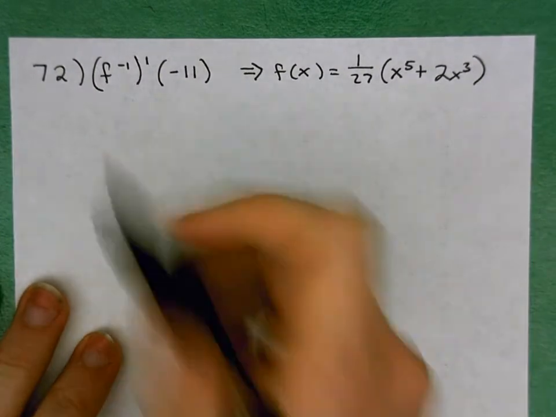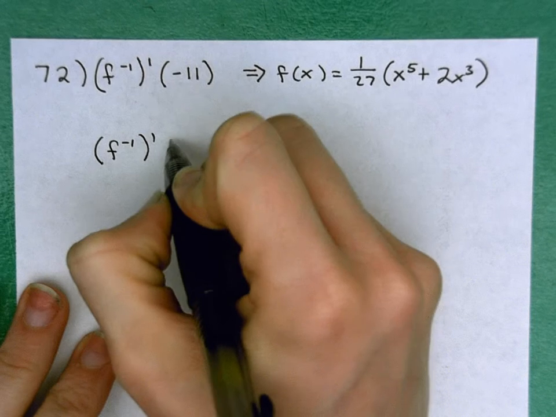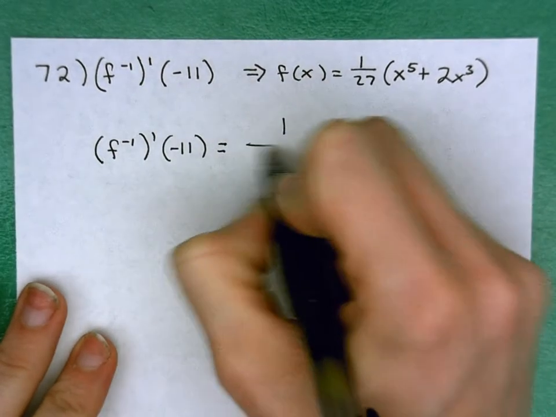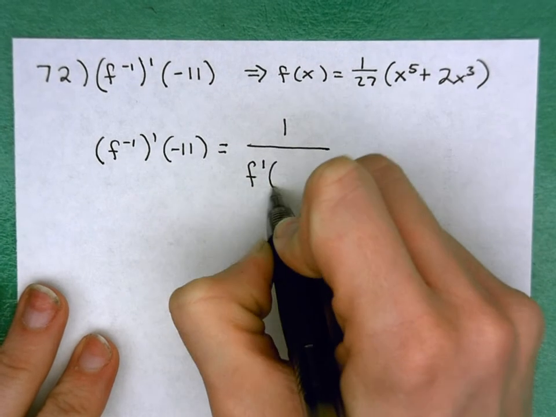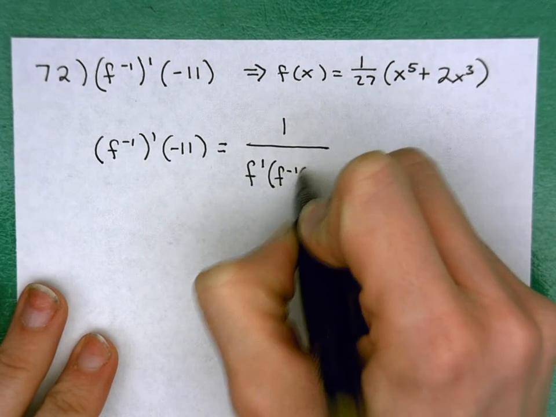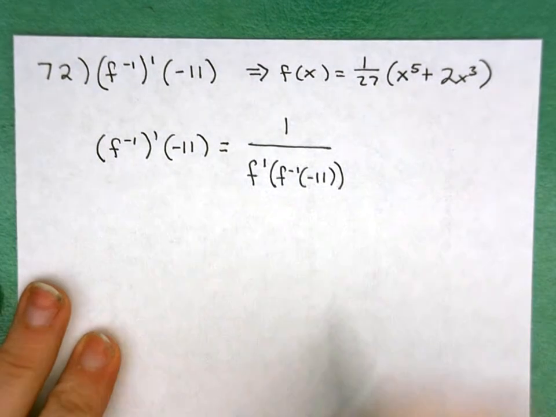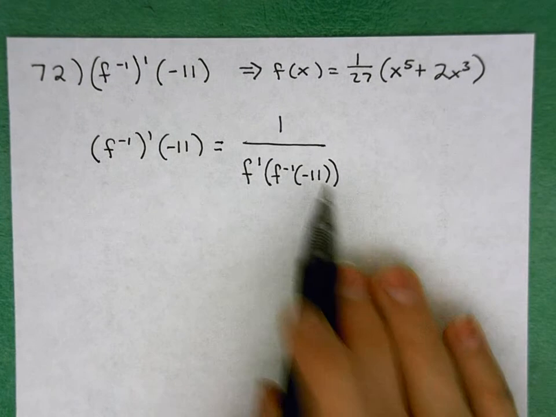Okay, so for this problem, we're going to utilize the rule that says if I'm wanting to take the derivative of the inverse at a point, that is equal to 1 over the first derivative of f at the inverse of that point. Okay, so we really would like to know what f inverse of negative 11 is.